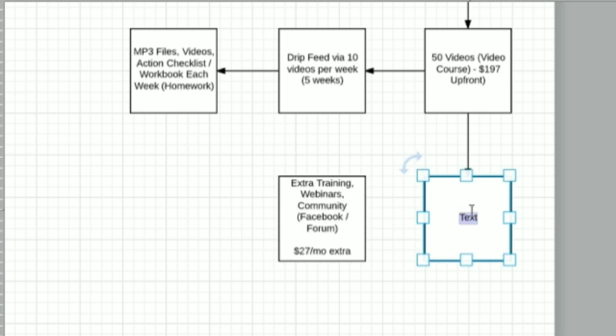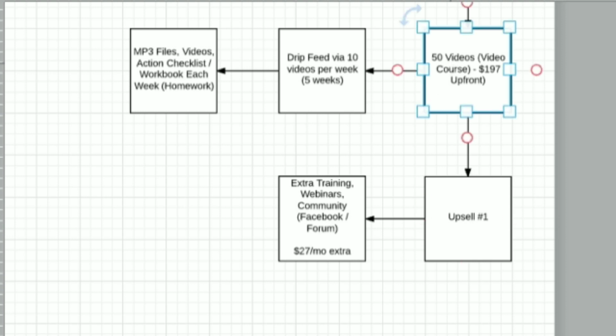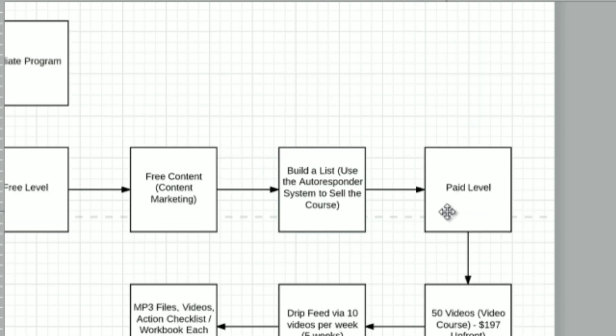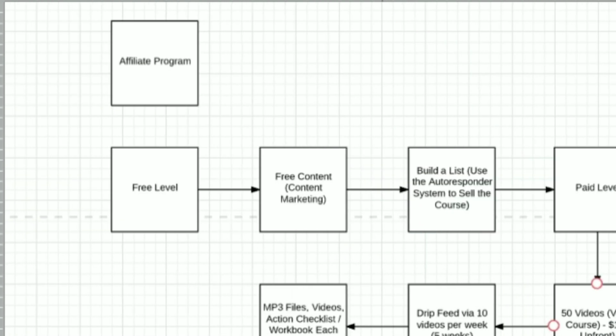And I'm going to do upsell number 1. So if you wanted to do any downsells or anything like that, you could. But I'm going to keep it simple like this. $197 up front and $27 per month extra. And there we go. So by looking at this, we have external sources like affiliate programs.